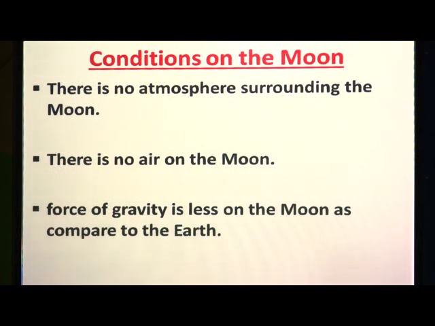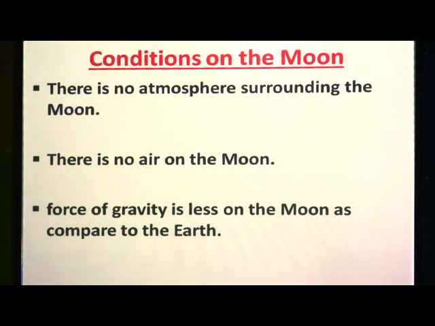However, since there is no atmosphere on the moon to retain heat, it is freezing cold at night. What are the conditions on the moon at night? It is freezing cold. Freezing cold means very cold, a situation in which no human beings or living things can survive.